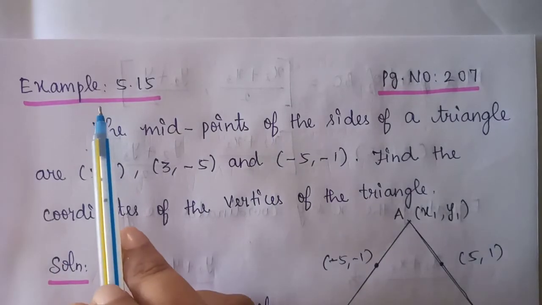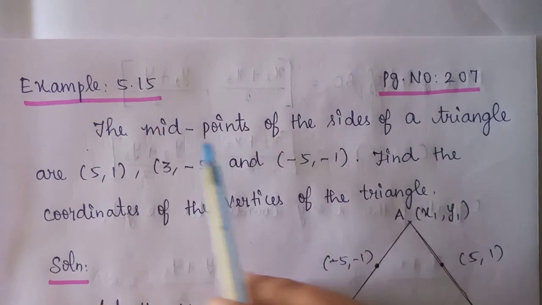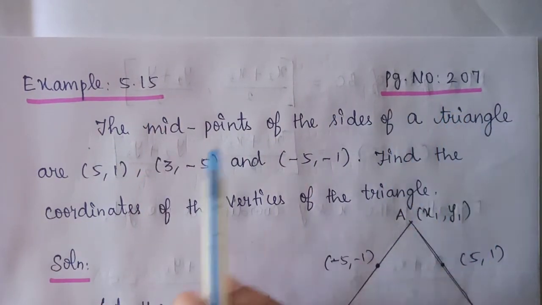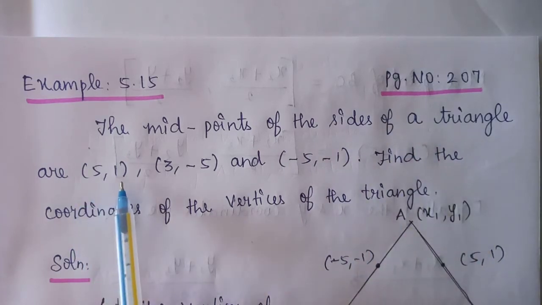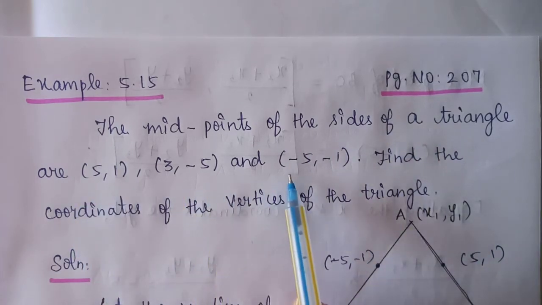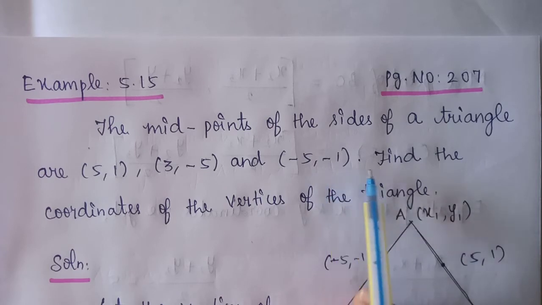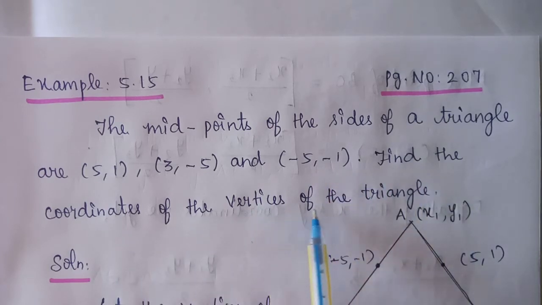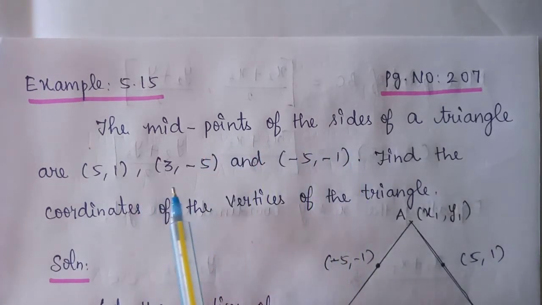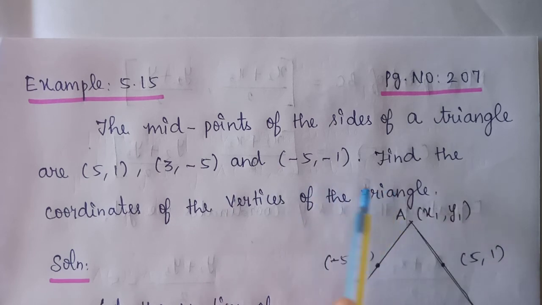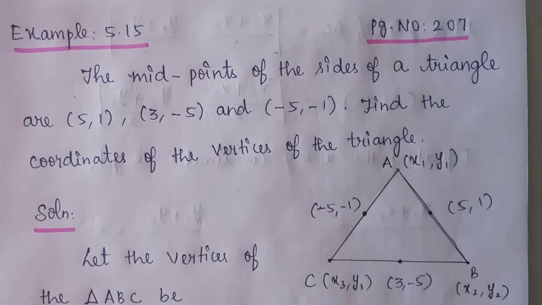Next we are going to see example 5.15, which is on page number 207. The midpoints of the sides of a triangle are (5, 1), (3, -5) and (-5, -1). Find the coordinates of the vertices of the triangle. Here only the midpoints of the sides of the triangle are given. You have to find the coordinates of the vertices of the triangle.